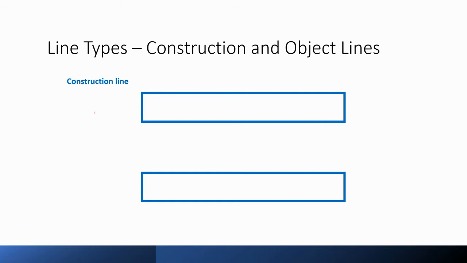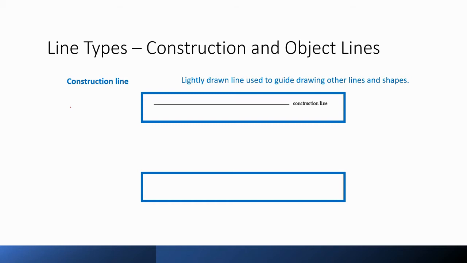So let's talk about a construction line. A construction line is a lightly drawn line used to guide a drawing or other lines and shapes. And here's an example of what a construction line looks like. It's very simple, fairly thin, and not very heavy.